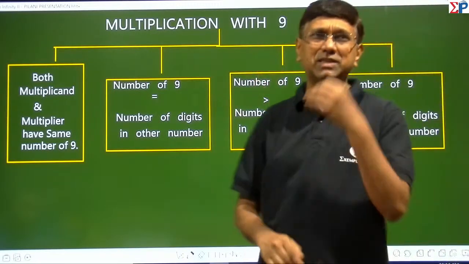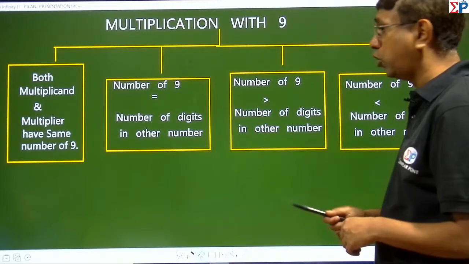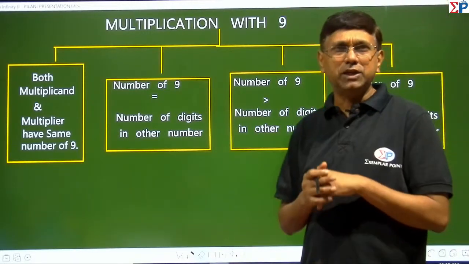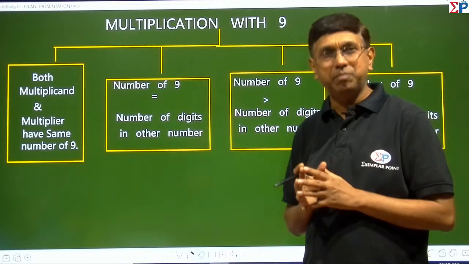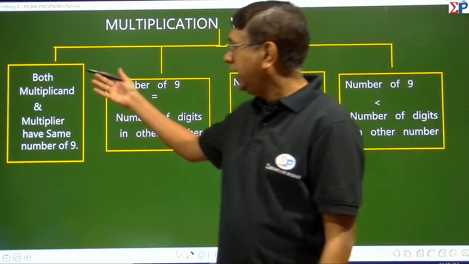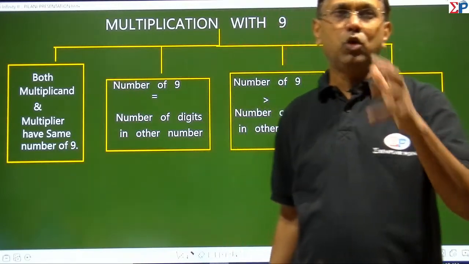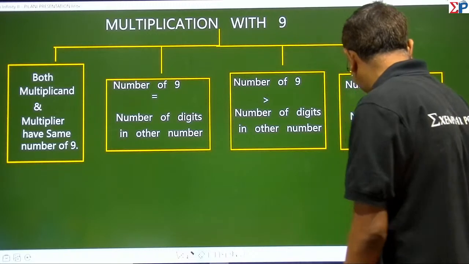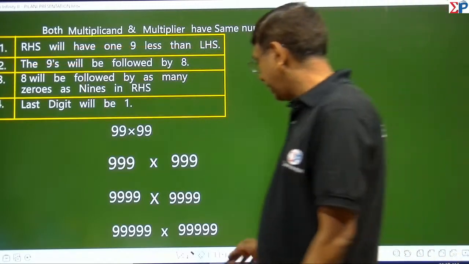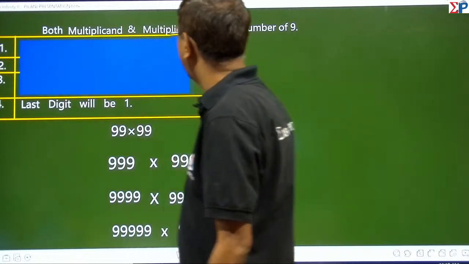So we'll be doing this simple concept of multiplication with 9. I hope you can see the board clearly. Multiplication with 9 in a very simple way. And what is that simple way? There are 4 cases when you multiply with 9. So we'll teach you when both 9s are same, right guys? We'll show the steps later on.